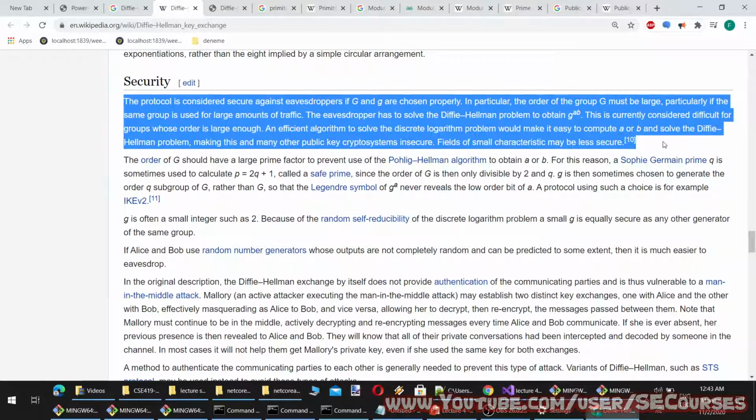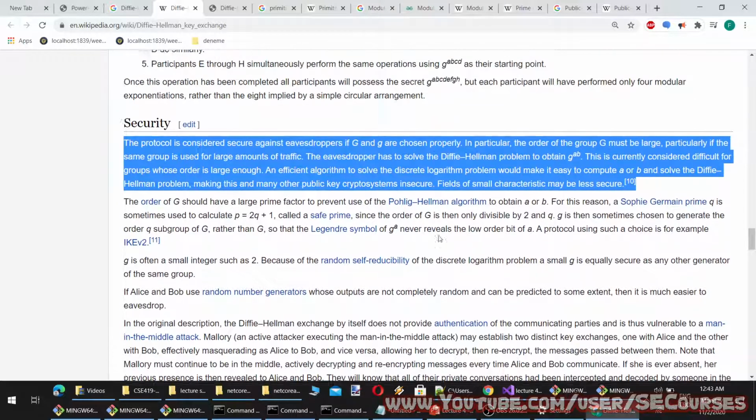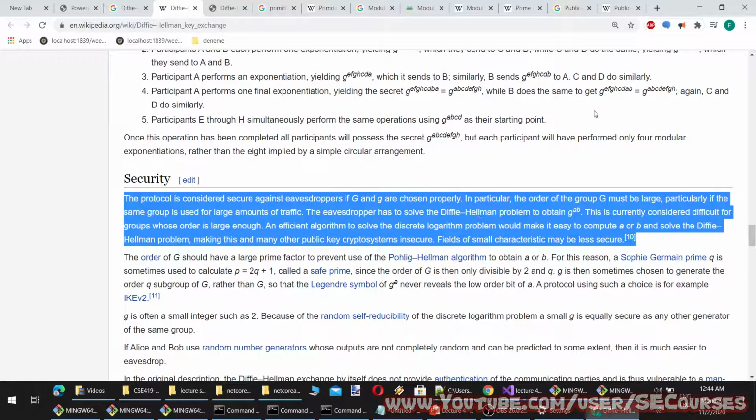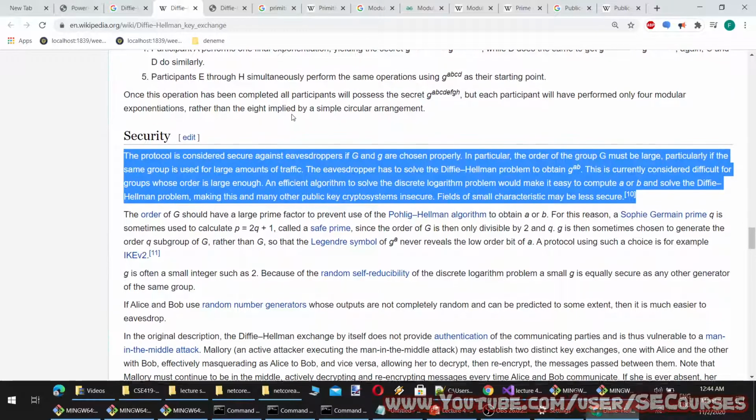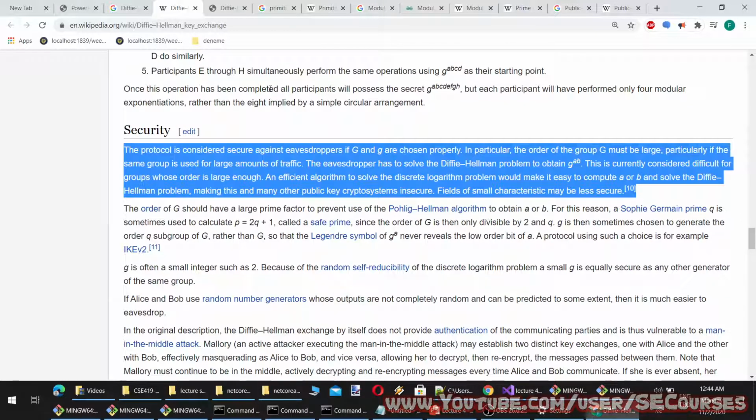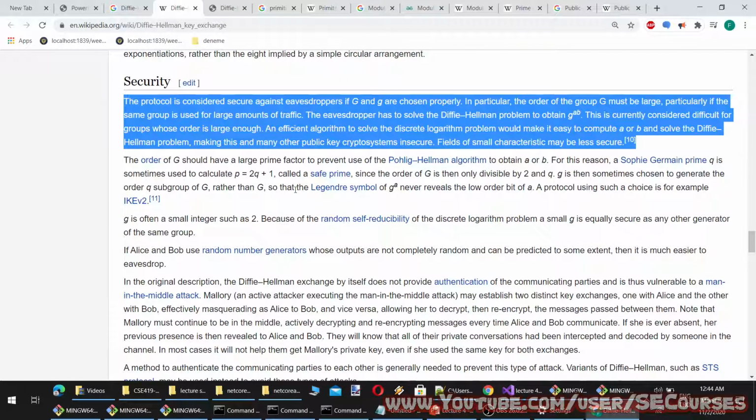The protocol is considered secure against eavesdroppers if G and g are chosen properly. In particular, the order of the group G must be large, particularly if the same group is used for large amounts of traffic. The eavesdropper has to solve the Diffie-Hellman problem to obtain g^ab. This is currently considered difficult for groups whose order is large enough. An efficient algorithm to solve the discrete logarithm problem would make it easy to compute a or b and solve the Diffie-Hellman problem, making this and many other public key cryptosystems insecure. Fields of small characteristic may be less secure.